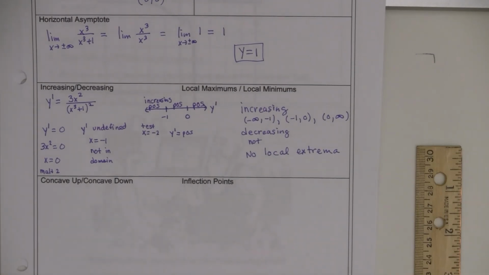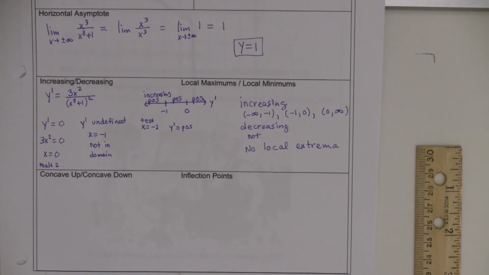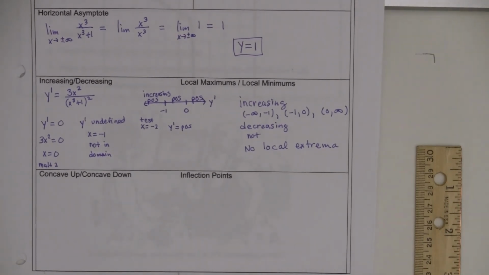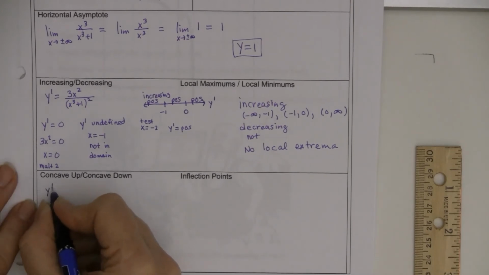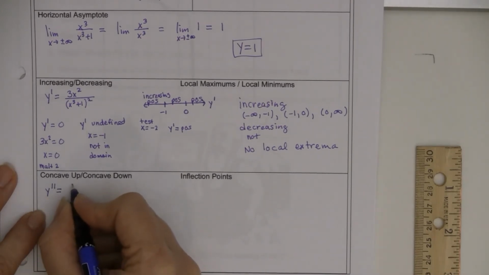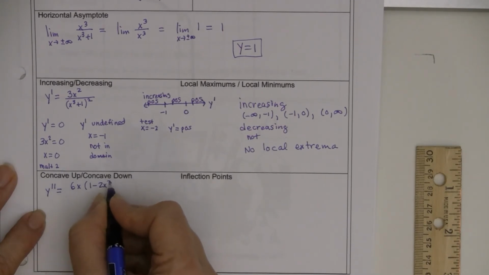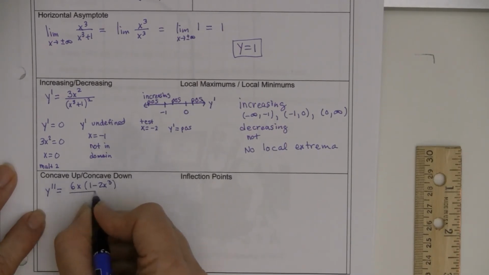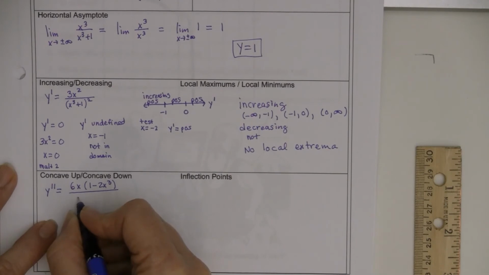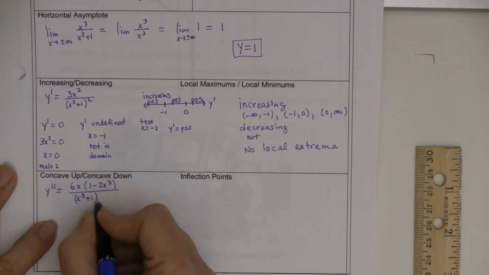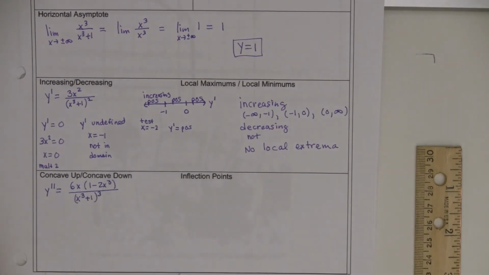Now, in order to find where it's concave up and concave down, you have to use information regarding the second derivative. So I gave you the second derivative, and you can verify that the second derivative is 6x times 1 minus 2x to the third, if you like, using the quotient rule and also the chain rule. And so that would really give you some good practice with your derivative.